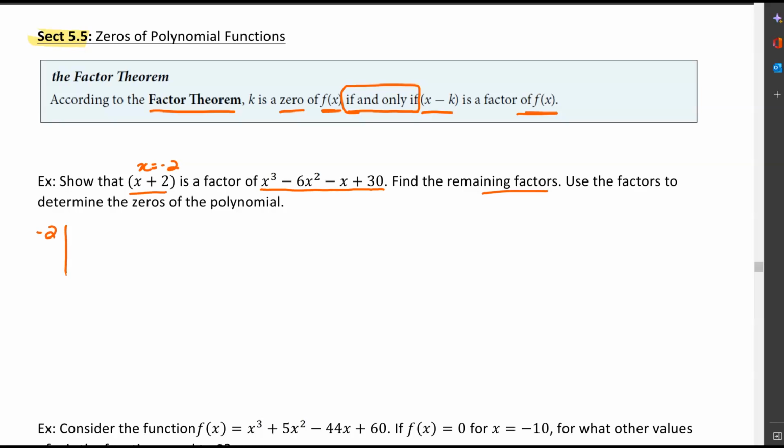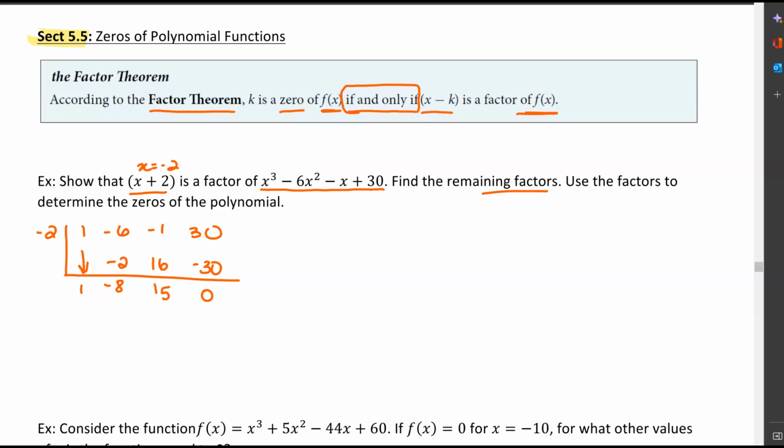So we're going to start off with negative 2 and we're basically dividing it out of the polynomial. So here we're going to have 1, negative 6, negative 1, and 30. We bring down the 1. 1 times negative 2. Then negative 6 minus 2 gives us a negative 8. Negative 2 times negative 8 gives us a positive 16. 16 and minus 1 gives us a positive 15. 15 and negative 2 gives us a negative 30. And we get a 0 as a remainder.